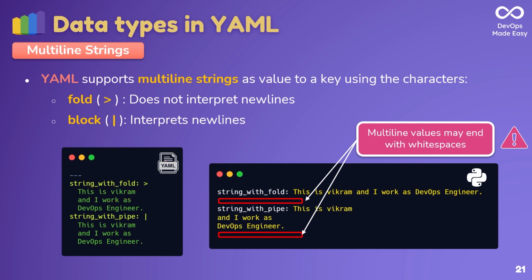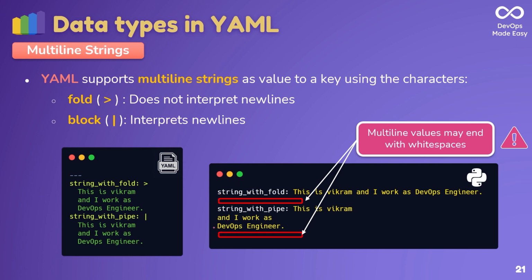Even once you render this YAML file using Python, you can see the output. The first part's output is "this is Vikram and I work as DevOps engineer." And in the next part, you can see that the new lines are preserved. But one of the disadvantages of using these multi-line characters is that they put an empty line or white spaces after each output.